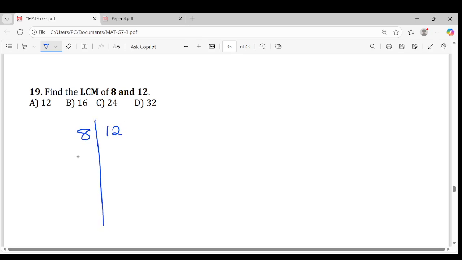you start with the smallest number that can divide any of these two numbers. So the smallest number here is 2. 2 into 8 is 4. 2 into 12 is 6. Another smallest number is 2. 2 into 4 is 2. 2 into 6 is 3 times.